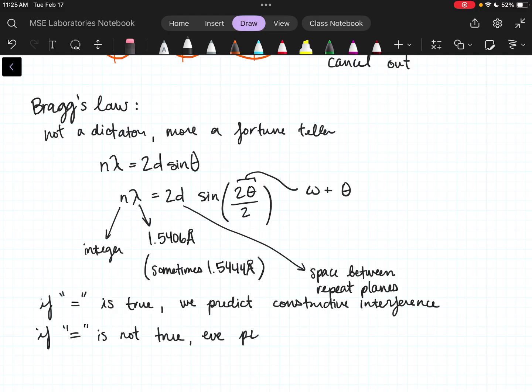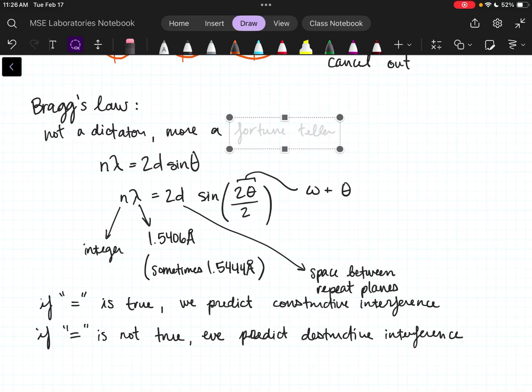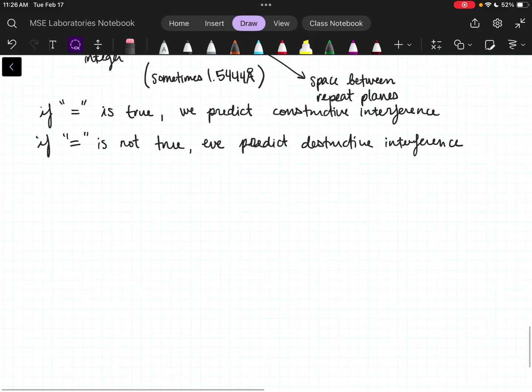So if the equal is not true, which is most of the time, we predict destructive interference. Good? So Bragg's law, again, is not a dictator. It's not telling the material to do constructive or destructive interference. We are observers in this situation, but we use it as a fortune teller, as a way of predicting, of knowing, should I see constructive or destructive interference?